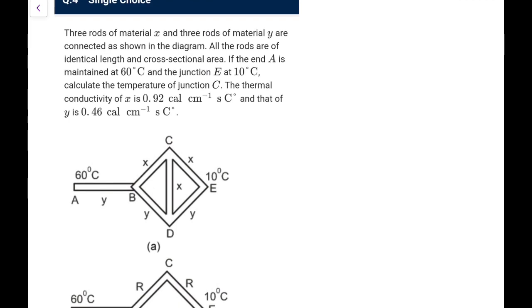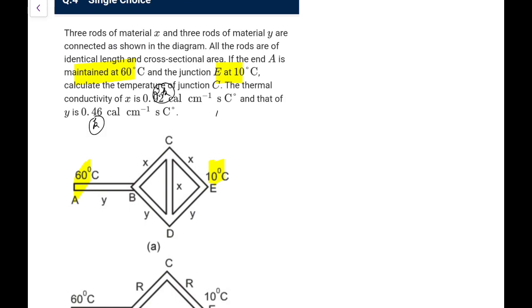3 rods of material X and 3 rods of material Y are connected as shown. All the rods are of identical length and cross section. A is maintained at 60, E at 10. This is 60, this is 10. Calculate the temperature of junction C. The thermal conductivity of X is given and Y is given. So if I call it K, this will become 2K.